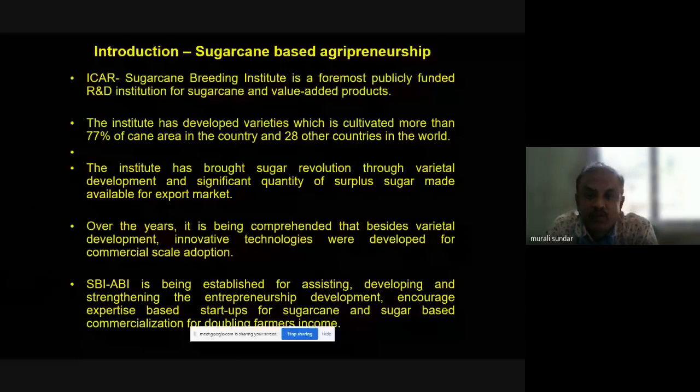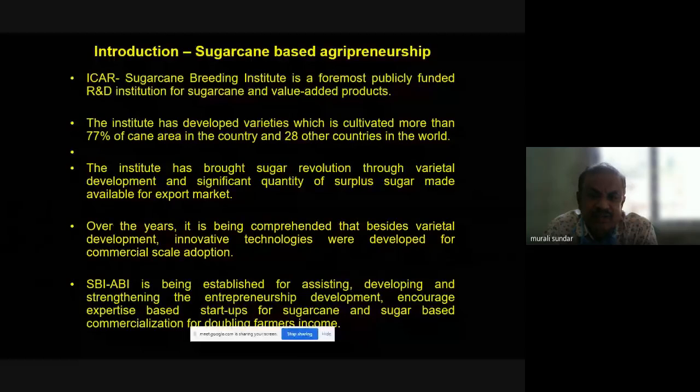ICAR-Sugarcane Breeding Institute is the foremost publicly funded R&D institution for sugarcane and value-added products. The institute is 107 years old. The institute has developed varieties which are cultivated in more than 77% of the cane area in the country, and 28 other countries are also cultivating our famous sugarcane varieties, especially in the Southern Middle East as well as African countries.